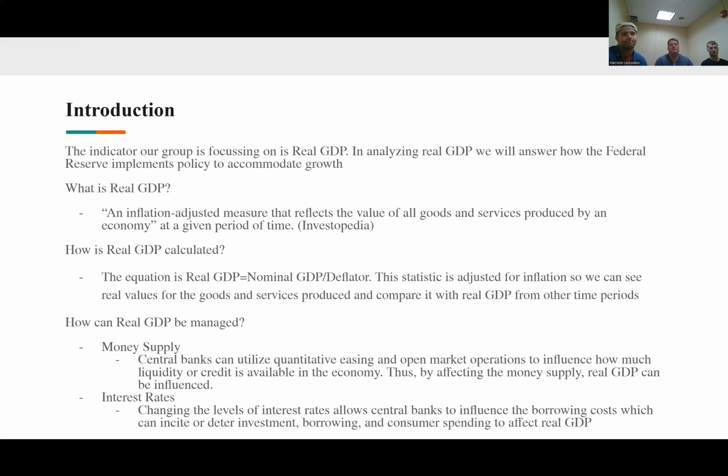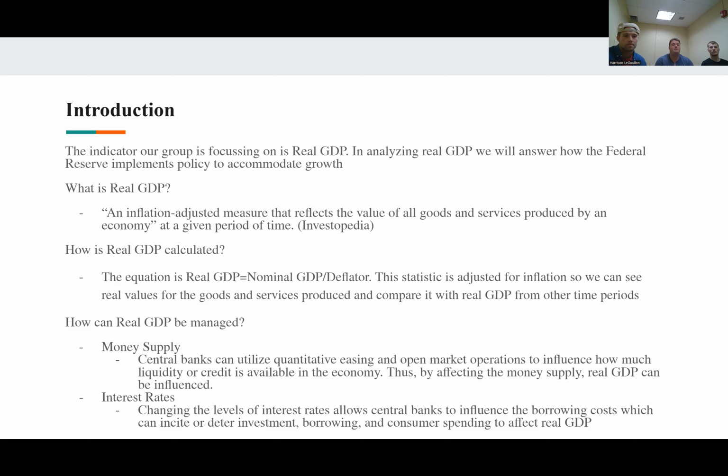It is calculated by an equation where real GDP equals nominal GDP over the deflator. This statistic is adjusted for inflation so we can see real values for the goods and services produced and compare it with real GDP from other time periods.